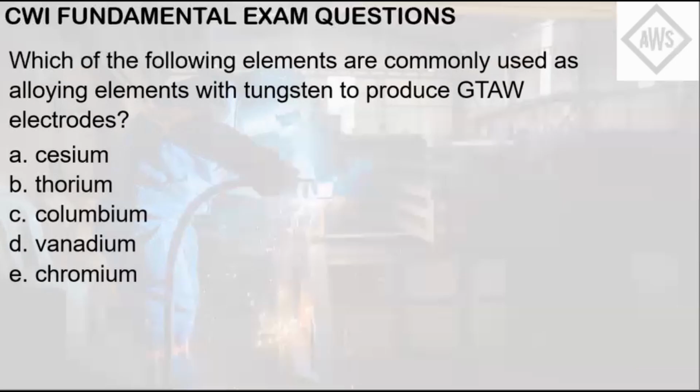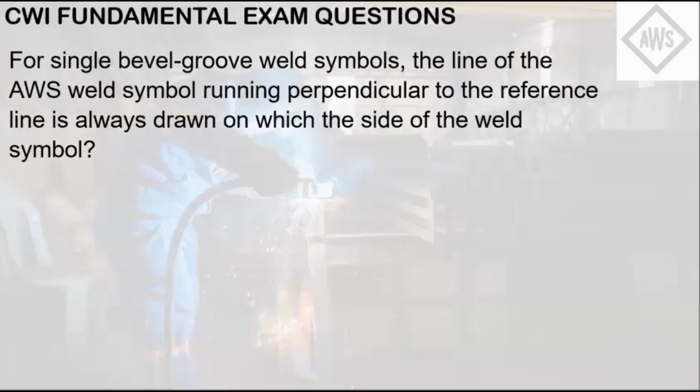It is most commonly used for joining ferrous metals, hence why it is a common alloying element with tungsten. If I'm not mistaken, thorium is added at 1 to 2% with tungsten to have this effect. So the answer here is letter B, thorium. This is the most common alloying element in producing TIG electrodes. For single bevel groove weld symbols, the line of the weld symbol running perpendicular to the reference line is always drawn on which side of the weld symbol?